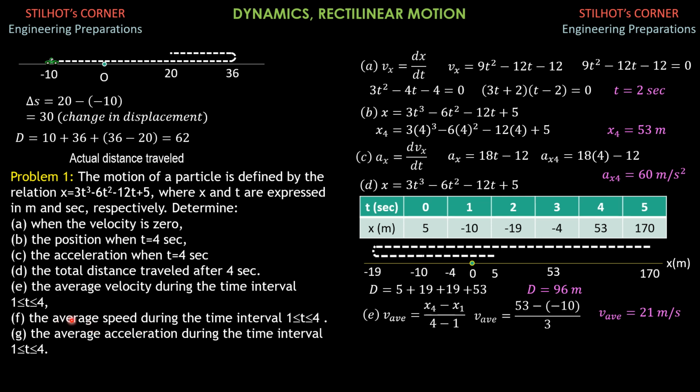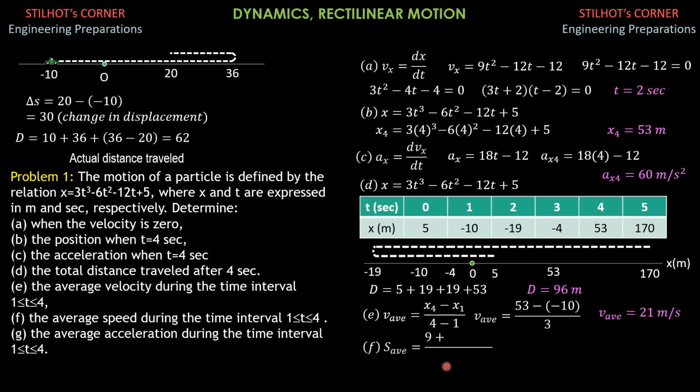Then letter F, the average speed during the time interval 1 to 4. The average speed, on the other hand, is the actual distance traveled divided by change in time, which is also 3, between 1 and 4. When t is 1, the particle is at negative 10, so this is the actual distance traveled by the particle. Beginning with negative 10, going to negative 19, that's 9 meters, back to the origin another 19, then plus 53.